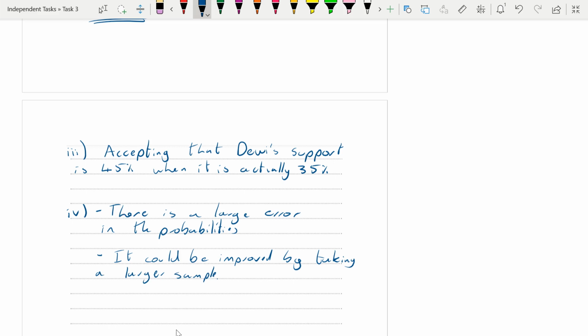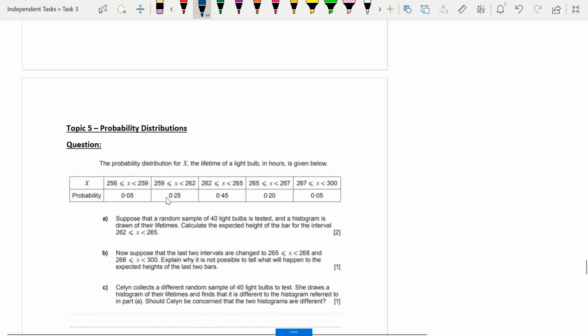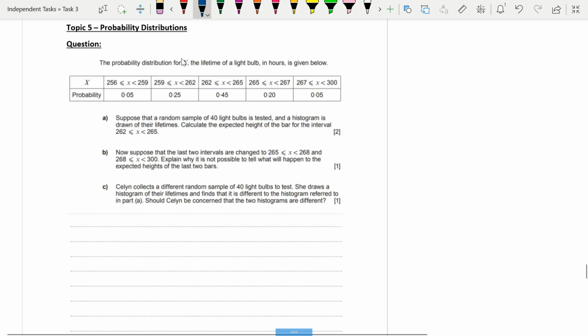Okay, so we've got one more question to do. This probability distribution of X, the lifetime of a bulb in hours, is given. So I've got X going across the top, a grouped table, and probability on the bottom. Suppose that a random sample of 40 light bulbs is tested. That's going to be really important, that number 40. And a histogram is drawn. Remember, for a histogram we should have frequency density going up the side. Calculate the height of the bar. So I need to find out what the frequency density is for this group, which would be this one here.